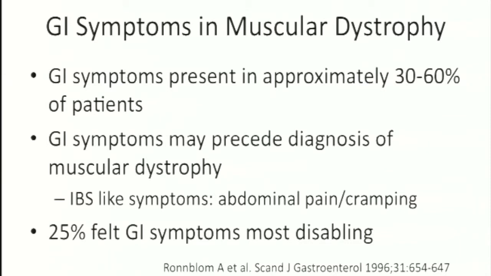So for muscular dystrophies in general, GI symptoms are very common, present in 30–60% of patients. And oftentimes the symptoms can precede the diagnosis of muscular dystrophy with irritable bowel type symptoms. IBS is very common in the general population, affecting 15–20% of individuals with symptoms such as abdominal pain, cramping, altered bowel habits. But among muscular dystrophy patients, especially myotonic dystrophy, the GI symptoms in a quarter of patients are felt to be the most disabling of all the symptoms that one experiences.